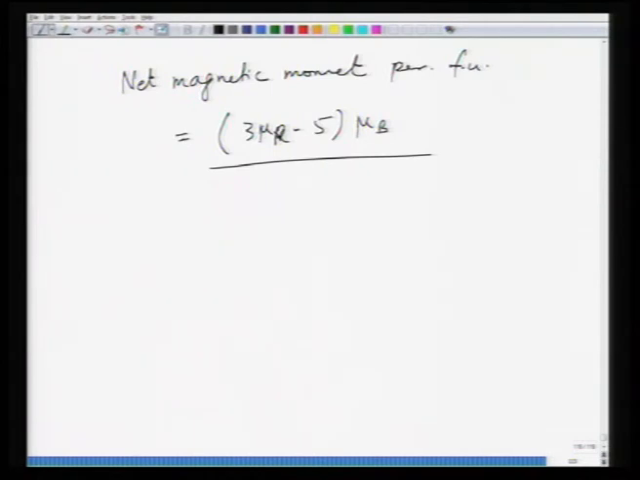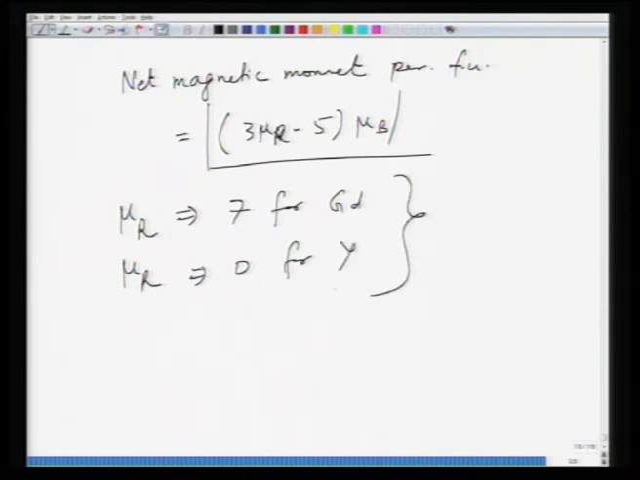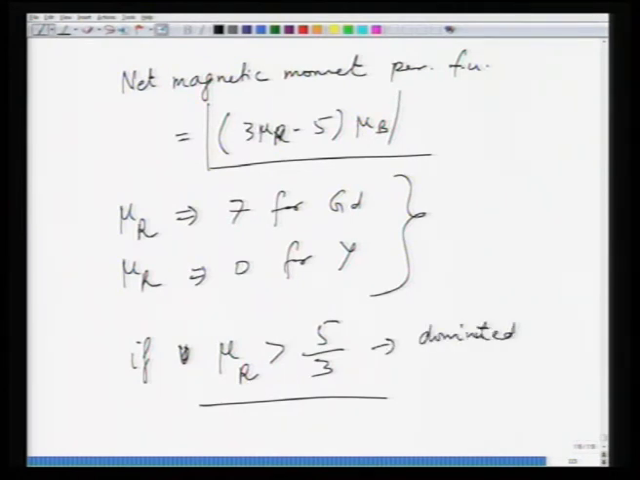So what you will have essentially is 3 mu r minus 5 into mu b will be the net magnetic moment of a garnet per formula unit, and when you take the magnetic moment, finally you take the mod of it. So positive or negative, depending upon how you calculate, the sign will cancel each other, and this mu r will be 7 for gadolinium and it's 0 for yttrium. So depending upon which ion you choose, you can tune the magnetization of this material, and the magnetic moment will be dominated by rare earth ions if mu r is greater than 5 by 3. Otherwise it is dominated by iron ions. So this is how you work out the magnetic moment of garnet.